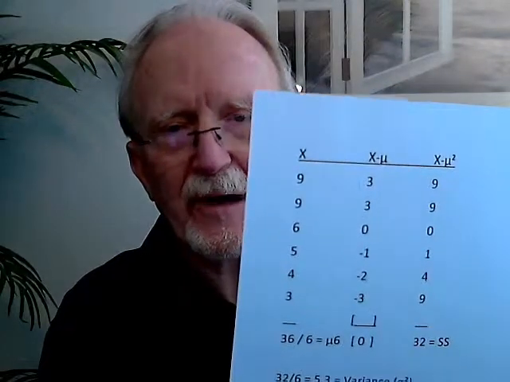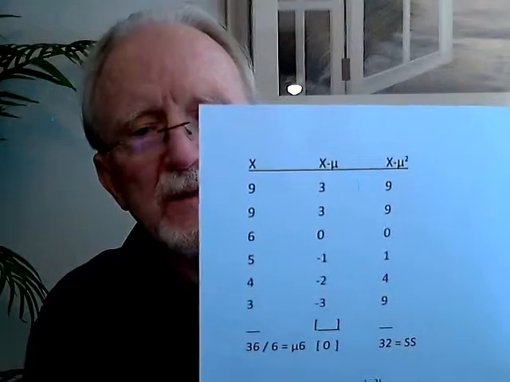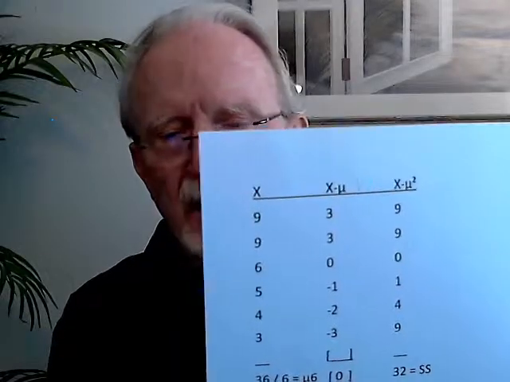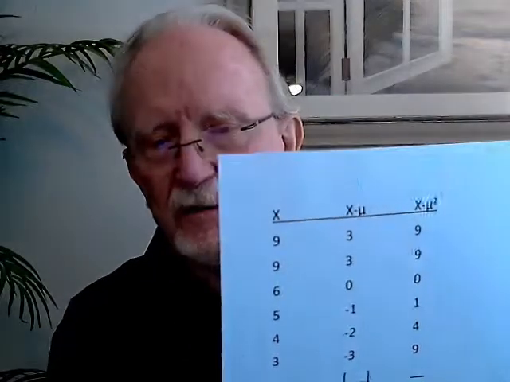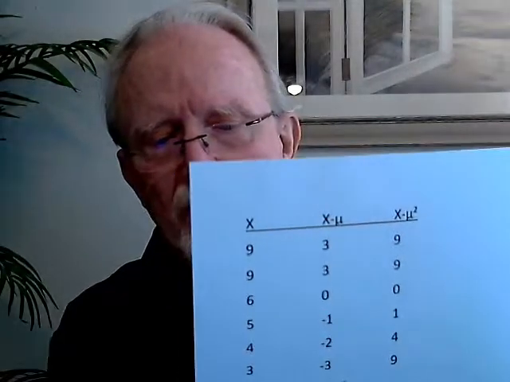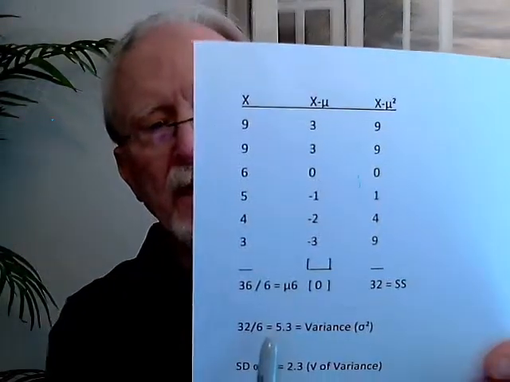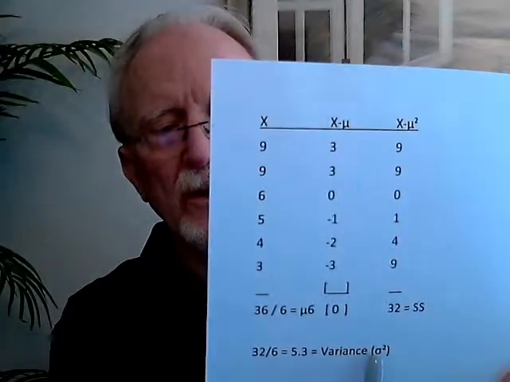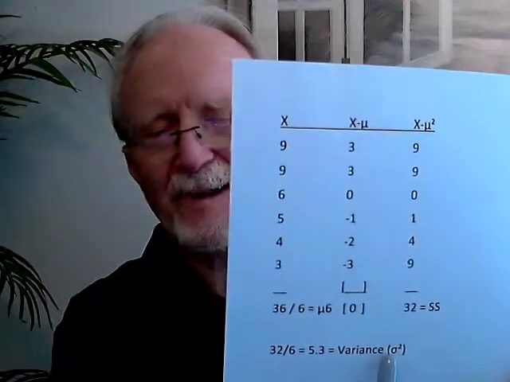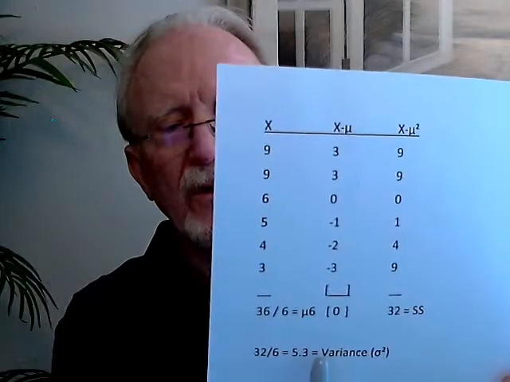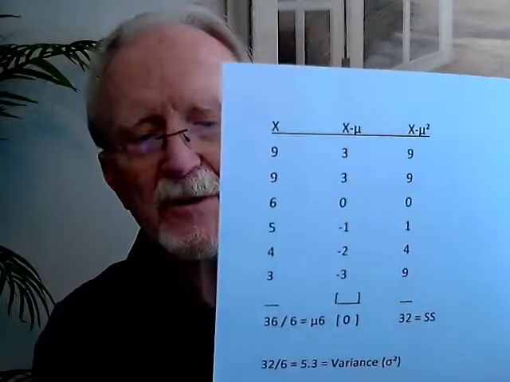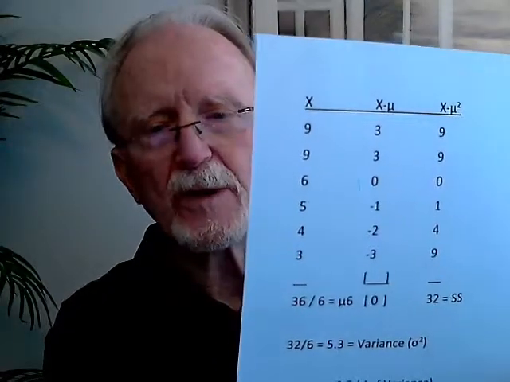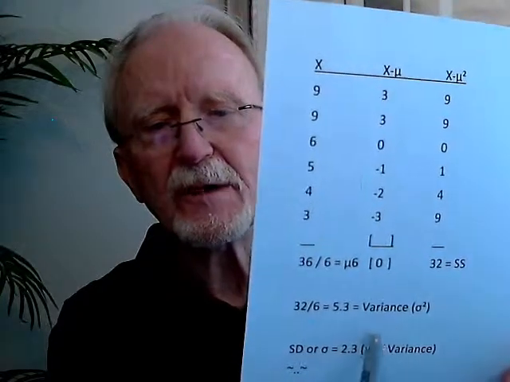Now, we want to know the variance. And this is real easy to do, because we just take 32, the sum of squares, and get the average. So you've got 6 scores still. You divide this number by 6. You get 5.3. So your variance, or your squared, I wish I remembered the name of the symbol, sorry, your variance is 5.3. And your standard deviation is going to be the square root of your variance. So there it is right there, 2.3. 2.3 times itself equals 5.3.